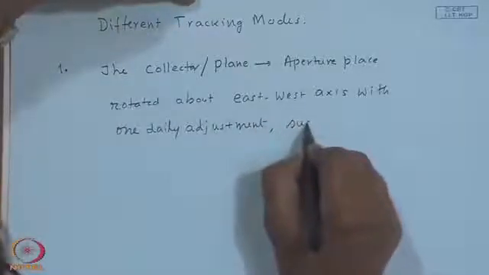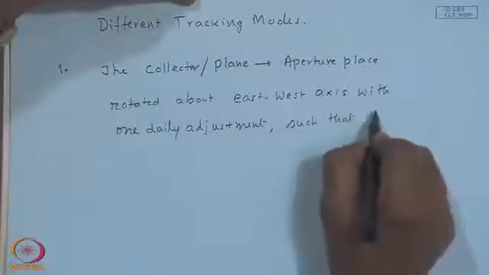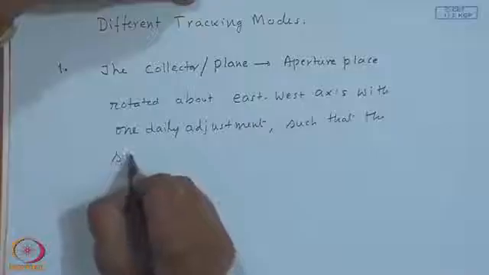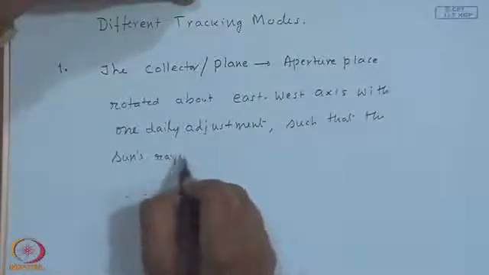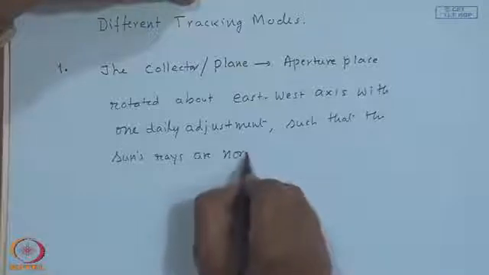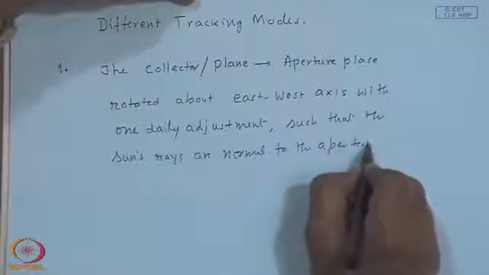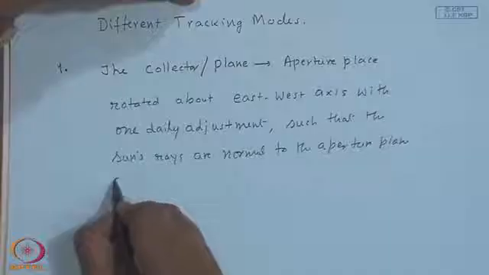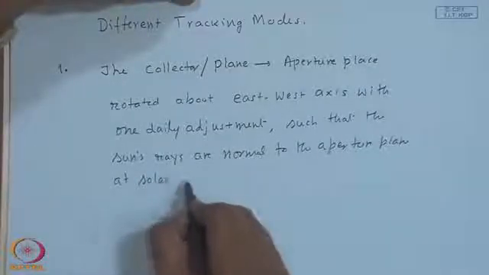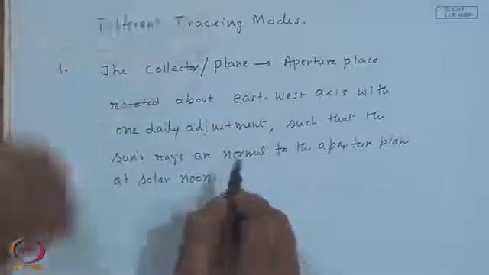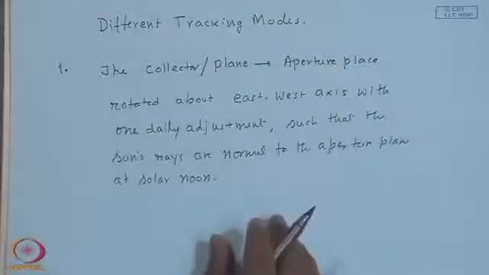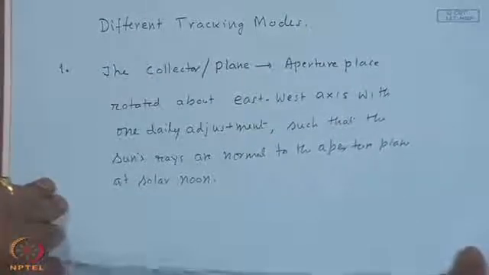Such that the sun's rays are normal to the aperture at solar noon. So, this is only one adjustment per day, simplest. Though we will see whether that is sufficient or not, for what kind of concentrating collectors this will do the job.